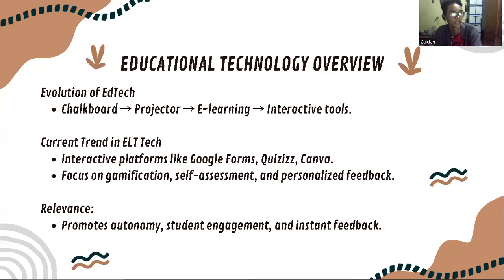So this is the educational technology overview. For the evolution of educational technology, we realized that it started from the chalkboard and then moved to projectors, then e-learning, and now interactive tools. The current trend in ELT tech is interactive platforms such as Google Form, Quizzes, Canva, Kahoot, something like that. It focuses on gamification, self-assessment, and also personalized feedback.